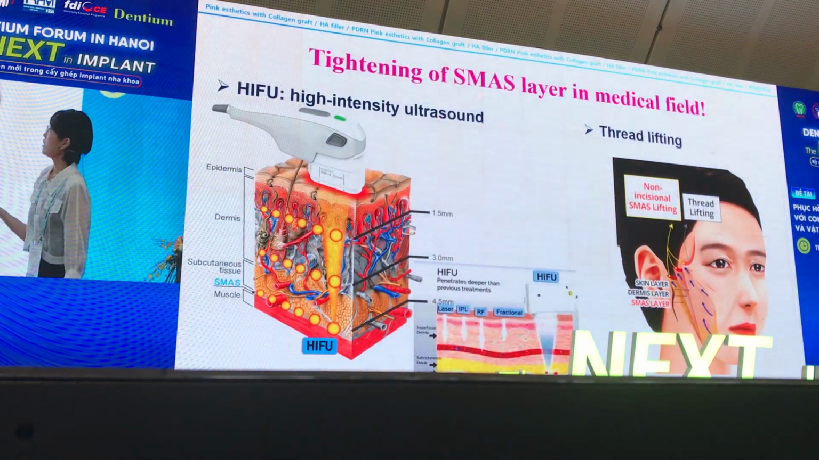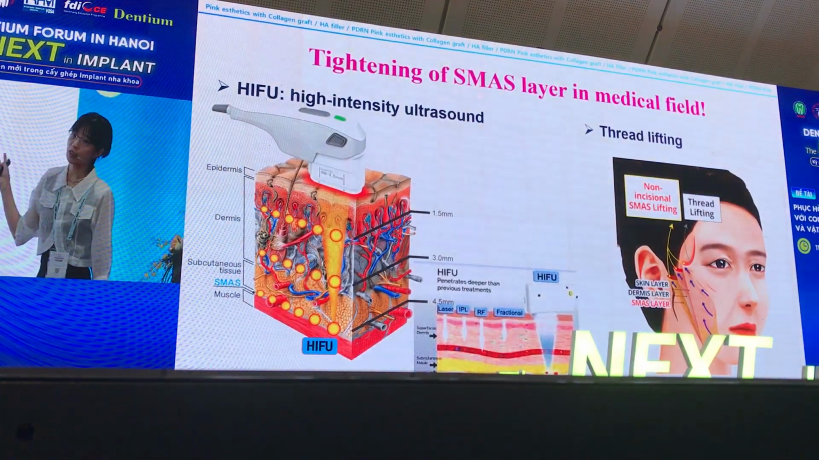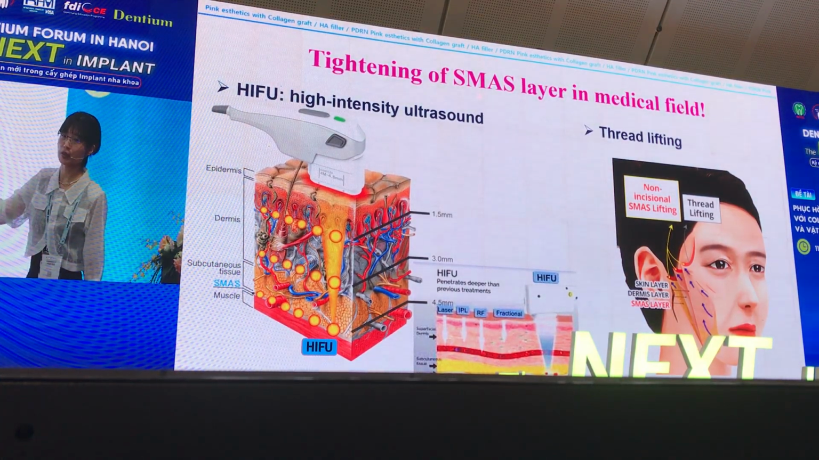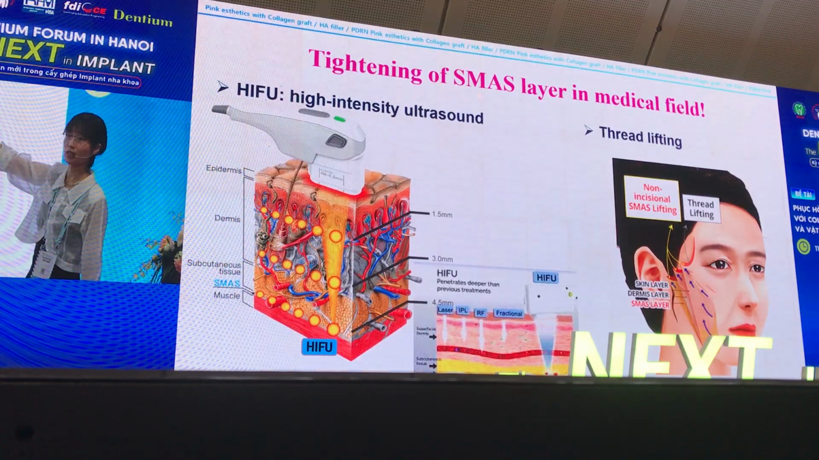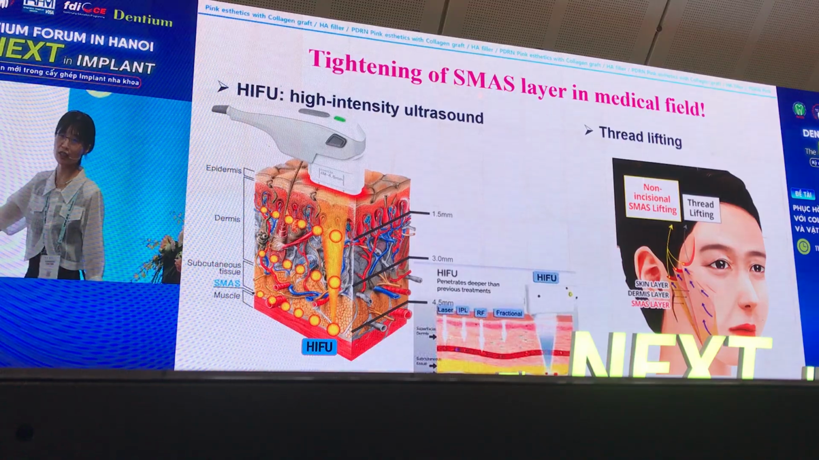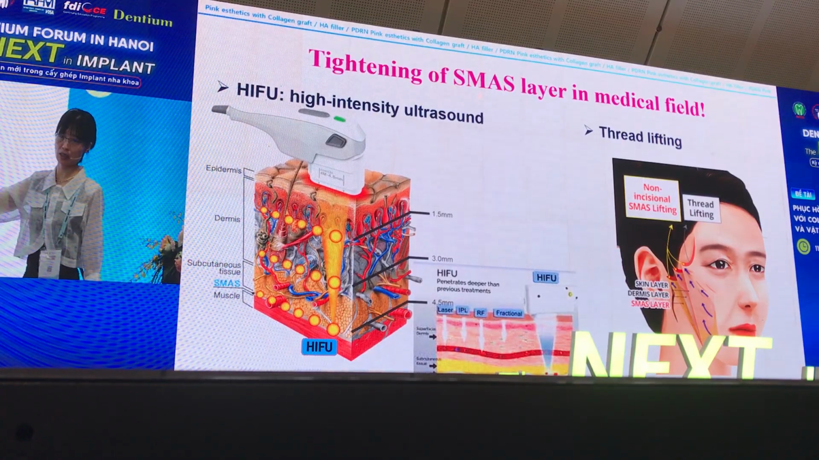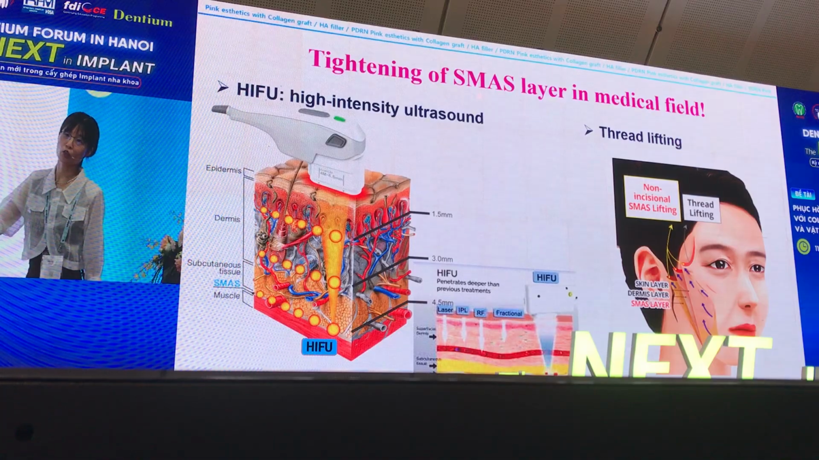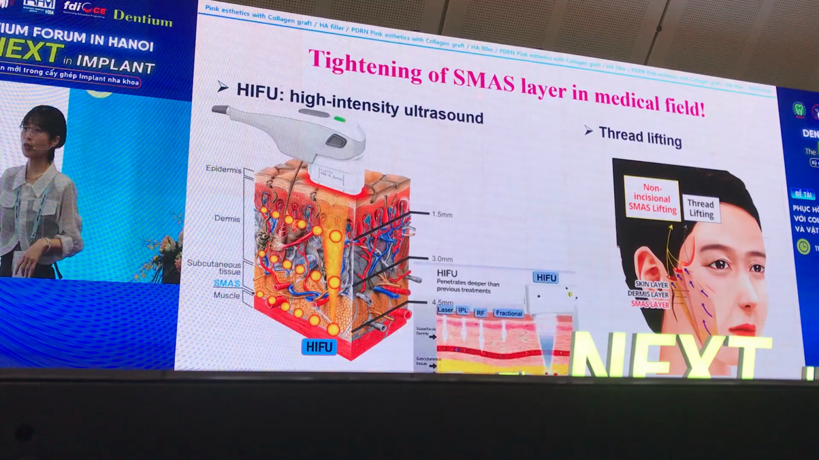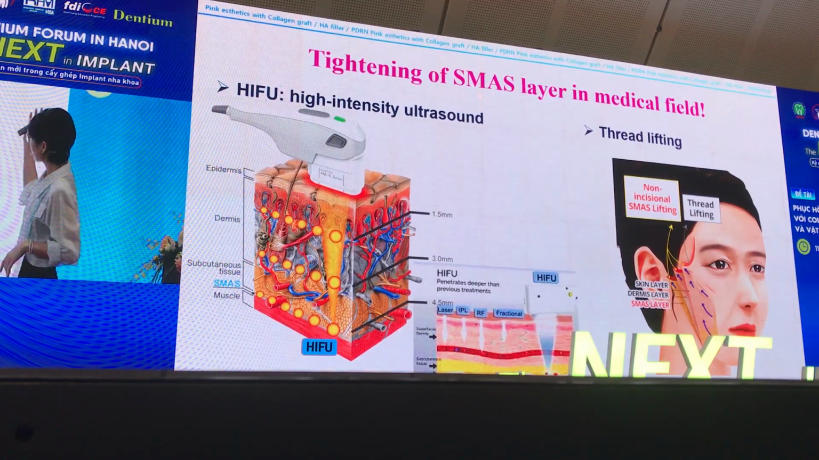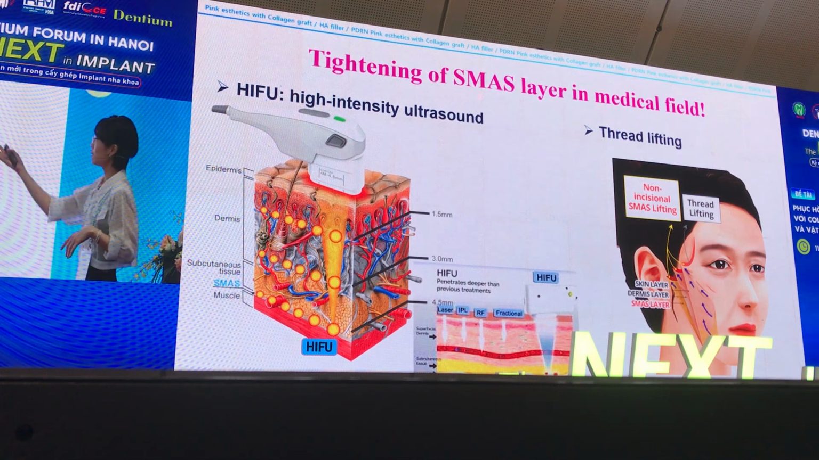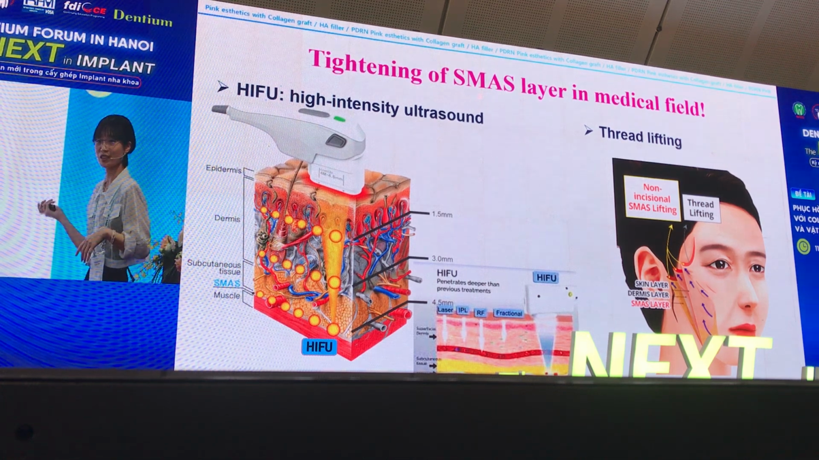So let's look at the strategies of tightening the SMAS layer in the medical part. They usually use these items, right? Like HIFU or the laser, ICL or fractional. That means making a shaft to the SMAS layer to make straightforward and aligned structures. And also they use mechanical tools like thread lifting, right? But it needs the physical tools and techniques.